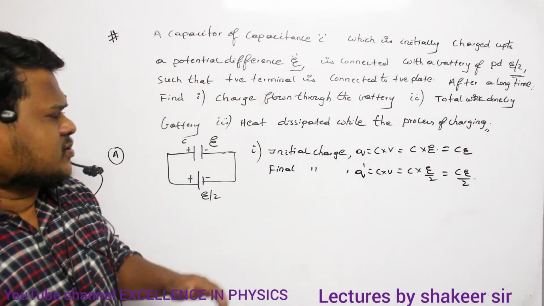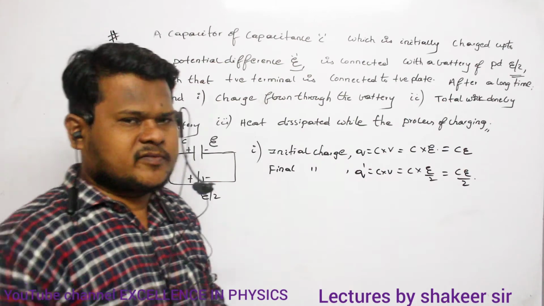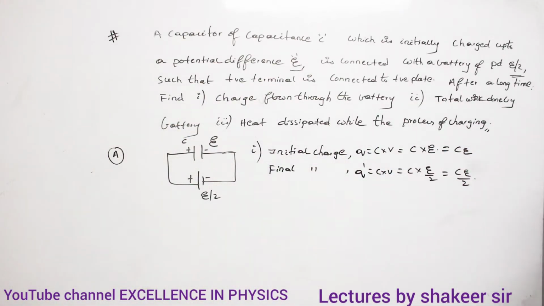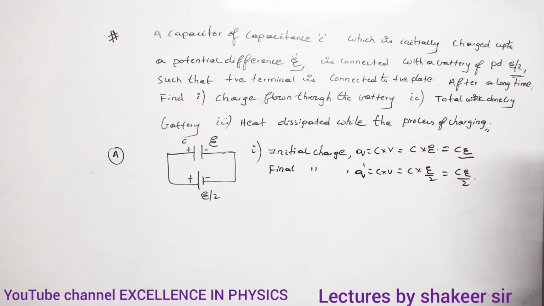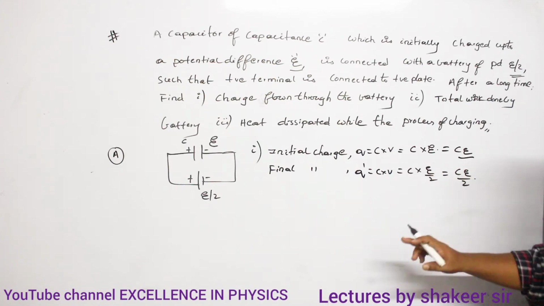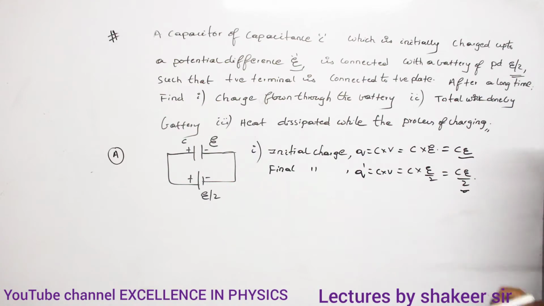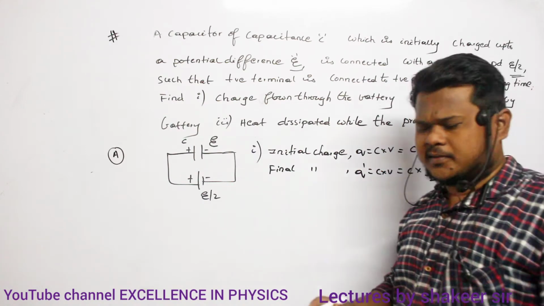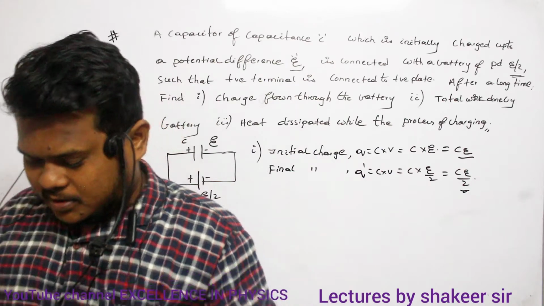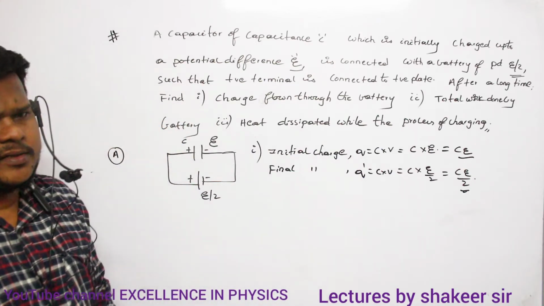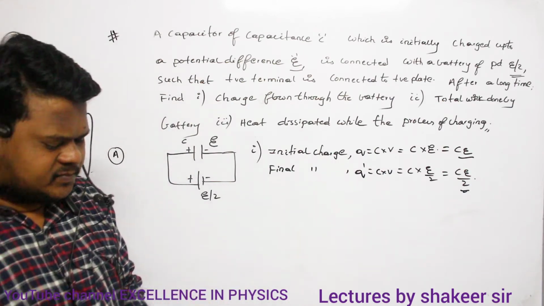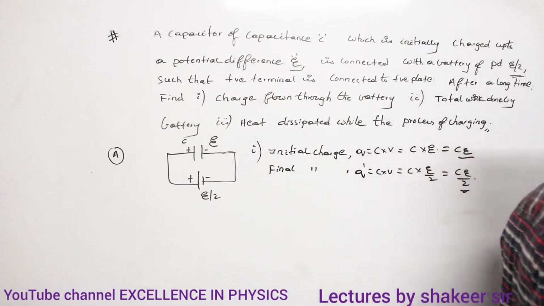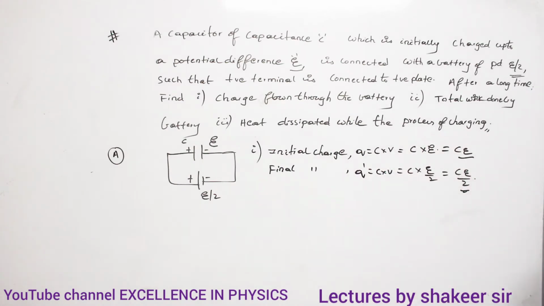Clear? So is the initial charge greater or the final charge greater? Which charge is greater, can you say? Before joining this capacitor, it was having a charge of Q, which is CE. Then after joining in the circuit, this capacitor will have only this much amount of charge. So which amount of charge is greater? Initial charge is greater. So final charge is lesser. Final charge is lesser means what? What is the meaning of this?